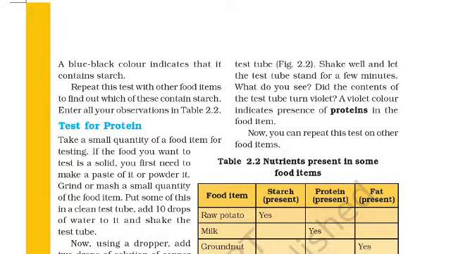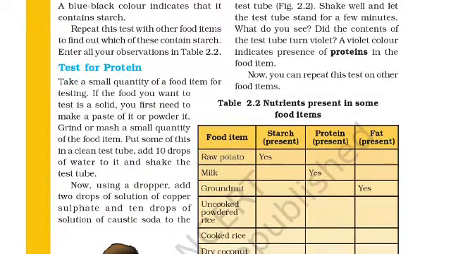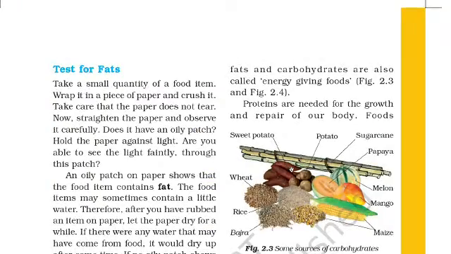And we have to repeat this on other items to check whether they have starch or not. And then you can fill in table 2.2. Earlier also I have explained, you have to fill in table 2.2.